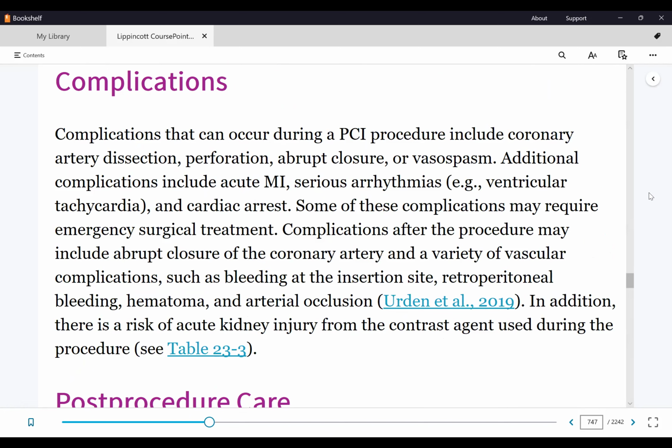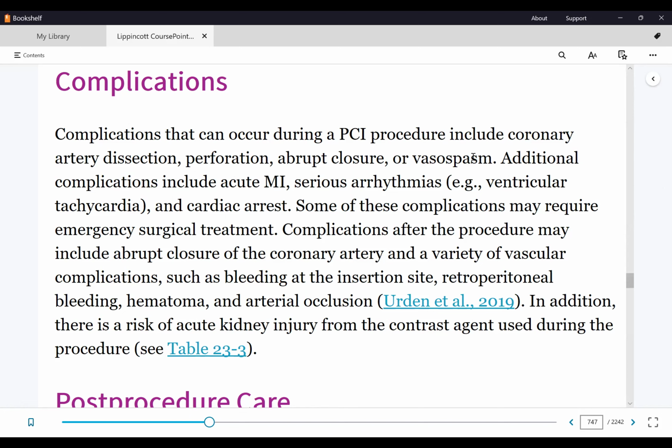The NPO status here is not really crucial because did we have time to keep the patient NPO? No, this is occurring at any time. So whether or not they had a full meal, the patient will go to the cath lab. Now, the important thing here is education. What do you tell the patient to expect after the procedure?